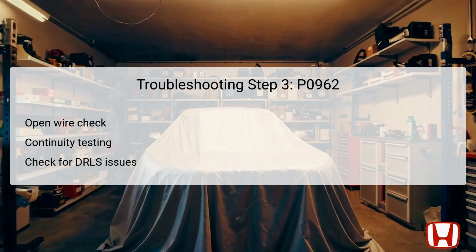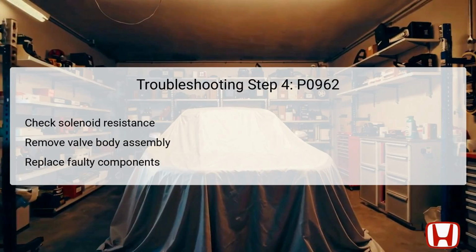If continuity is confirmed, the DRLS wire is functional, prompting you to consider updating the PCM software or substituting a known good PCM for further tests. This step is key to determining whether wiring issues contribute to the DTC.